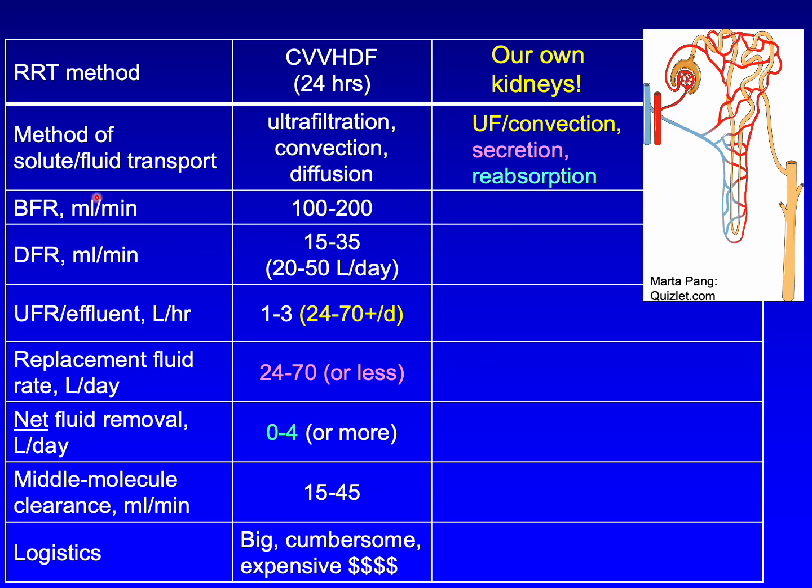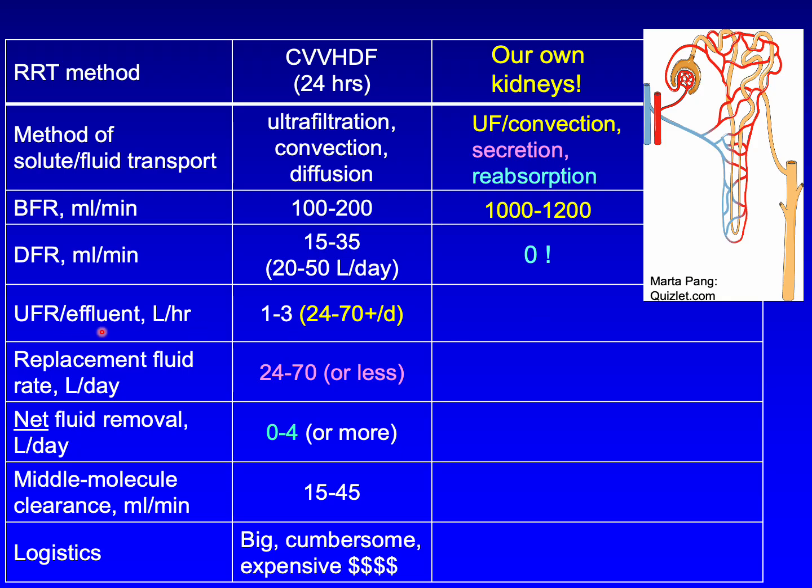The blood flow rates of CVVHDF are going to be around 100 to 200 mLs per minute, whereas our own kidneys have a blood flow rate of between 1,000 and 1,200. Dialysate flow rate for CVVHDF, this is the fluid that carries away all the stuff that diffuses out of the toxic plasma, is going to be around 20 to 50 liters per day, whereas with our own kidneys, we don't require any dialysate because any wastes that need to be excreted get processed into a small volume of urine and excreted that way.